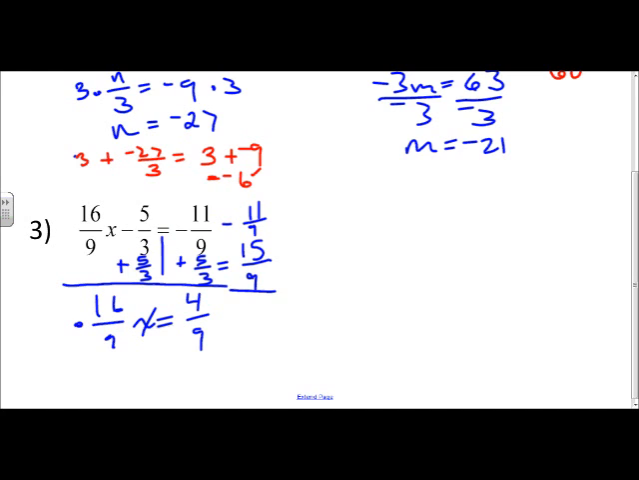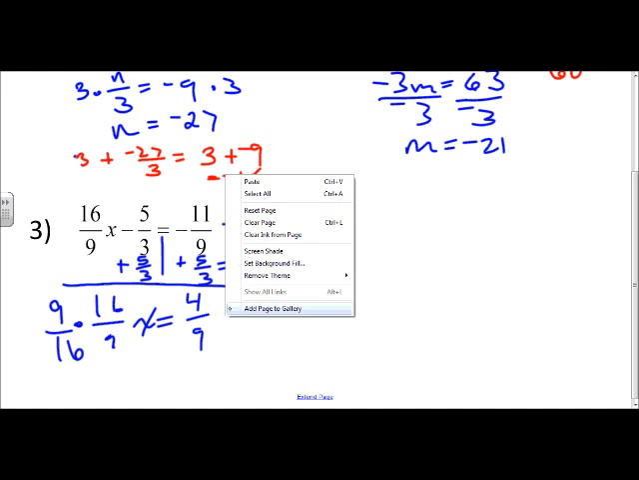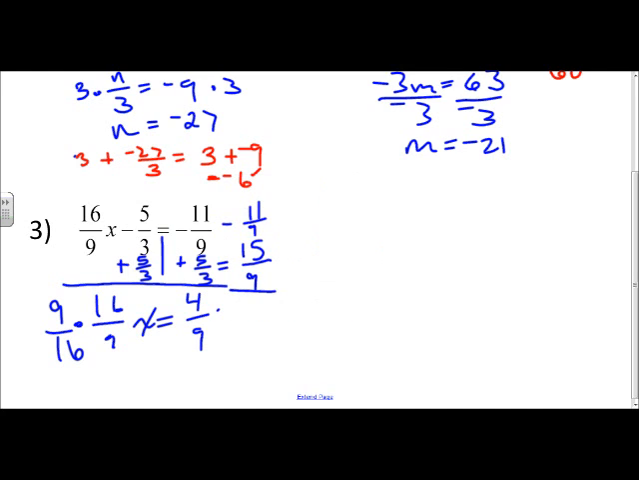I'm going to multiply both sides by the reciprocal of 16/9, which is 9/16. The reason I do that is because 16/9 is my coefficient, and I want to get my coefficient equal to 1, so I multiply by its reciprocal. So I'm just left with x on the left side. Also multiply by 9/16 on the right side there. Cross reduce where possible. And 1 times 1 is 1. 1 times 4 is 4. X is equal to 1/4.